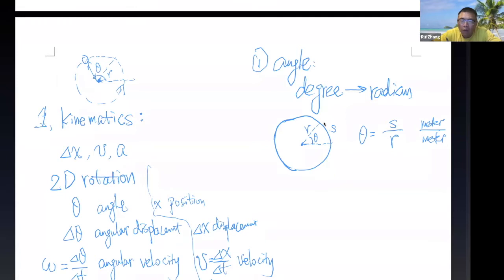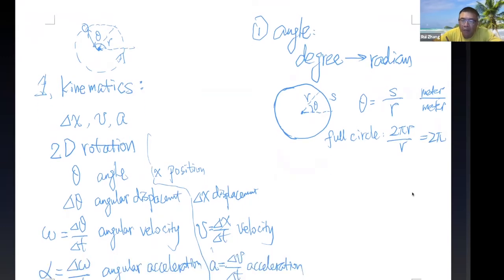Now, we know the circumference of a circle is given by 2 pi r. So for the full circle, the angle is 2 pi r divided by r, which is 2 pi. That tells you there's a relation between degree and radian, because we know the full circle is 360 degrees. So 360 degrees corresponds to 2 pi radian, okay? So we can set up a table to help us see the connection between the two units.